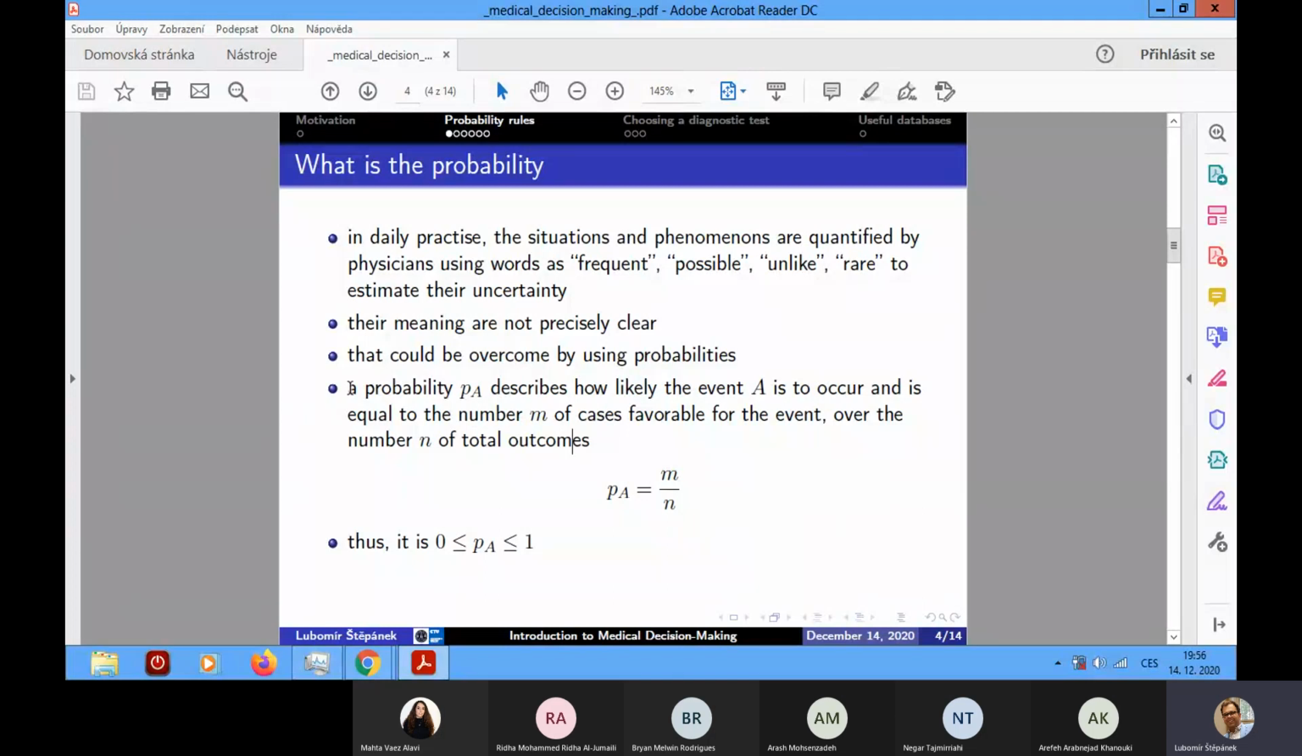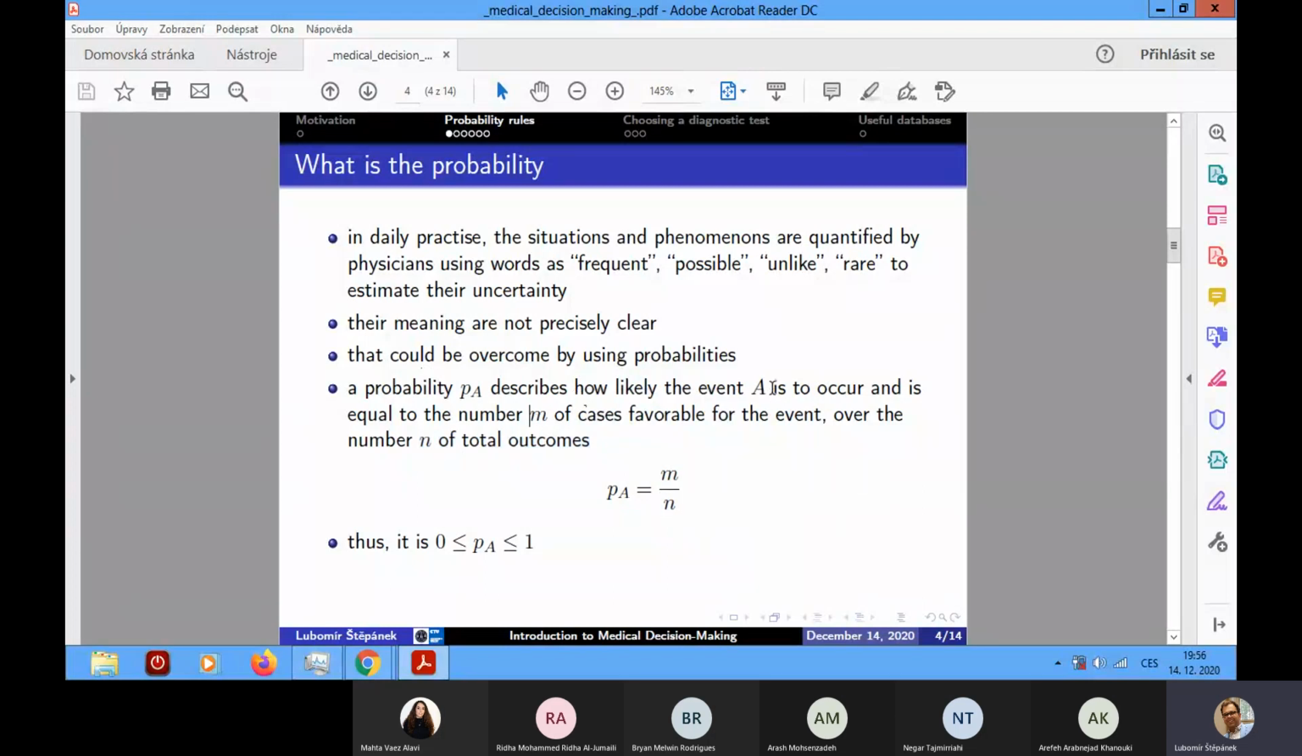So for example, if we consider coin tossing, you know that there are only 2 possible outcomes. It could be a head or a tail on the upper side of a coin once it is tossed. It means that we have 2 possible outcomes, so n is equal to 2, which is n in the denominator.